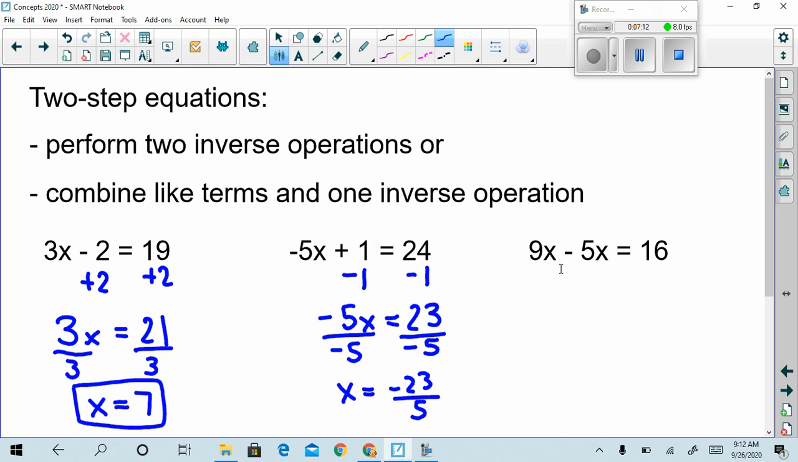If I plug that in, I will get the answer that I'm looking for. The last problem. This one tells me I need to combine like terms first. This will give me 4x is equal to 16. Now one inverse operation, and I get a solution of x is equal to 4. Once again, if I take the time out and take 4 times 9 to get 36, and 5 times 4 is 20, and I take 20 from 36, it will give me 16.